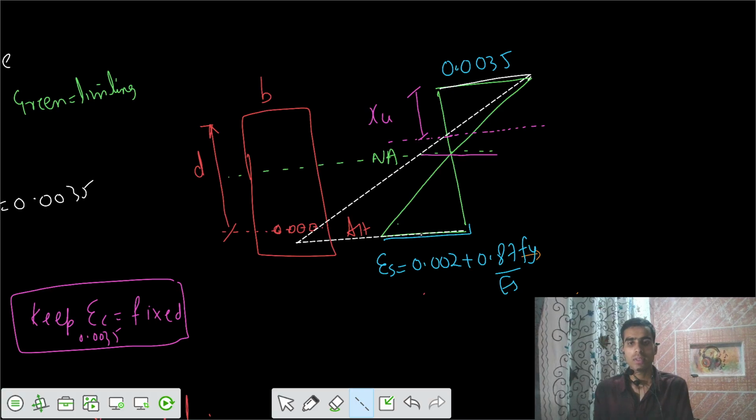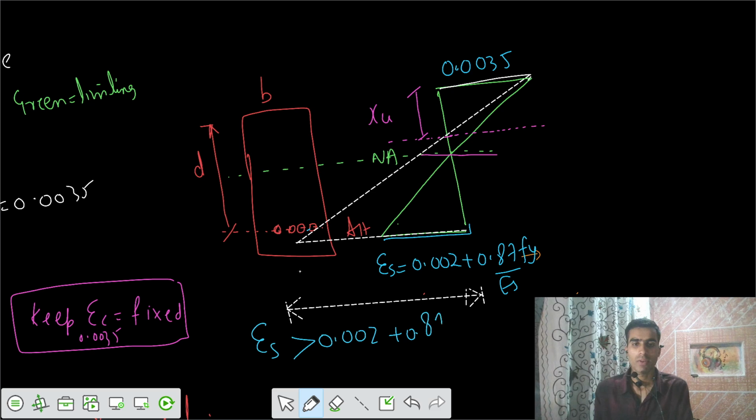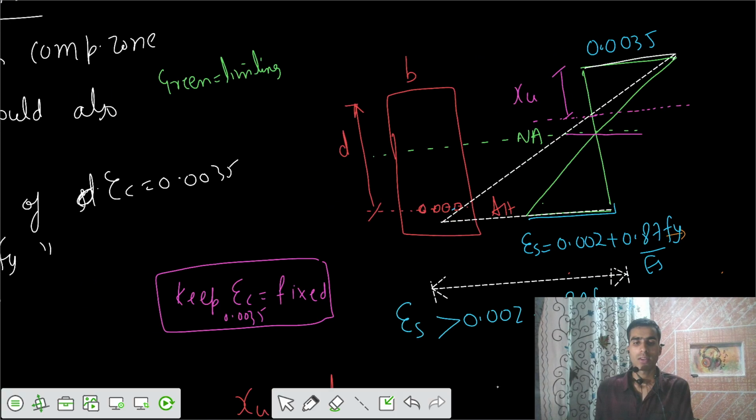So what is the strain value here? Can you tell me what this value is equal to now? Can I say that this strain is more than 0.002 plus 0.87 fy by Es? So let's have that second condition.